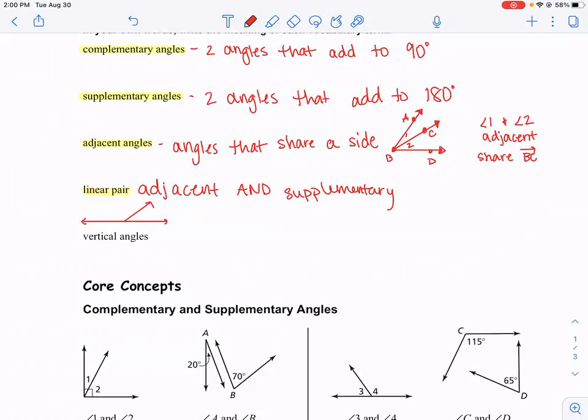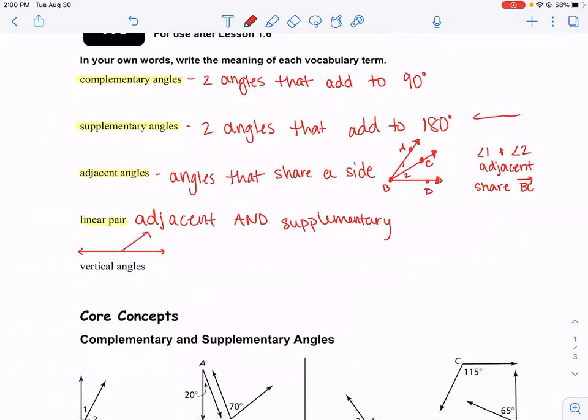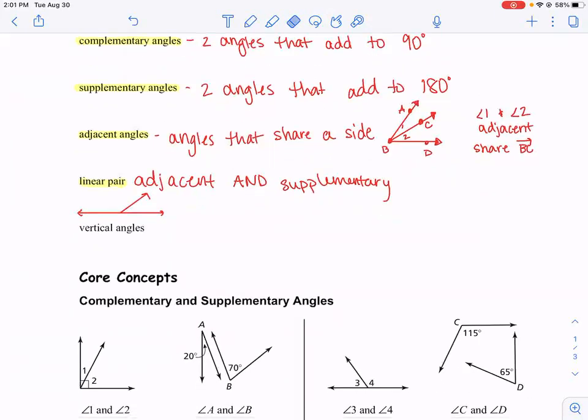Why is that different than supplementary? It's not. Supplementary just means two angles that add up to 180. A linear pair is special because they're supplementary and adjacent. Like I could say that these two angles are supplementary, but they're not adjacent. Supplementary means they add to 180.